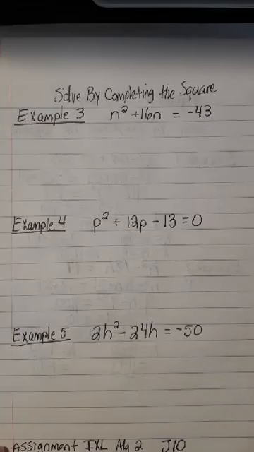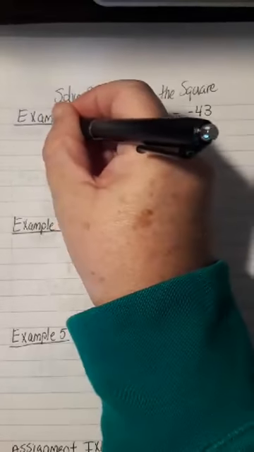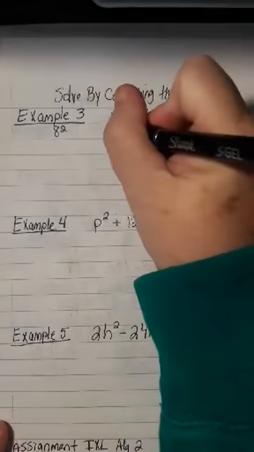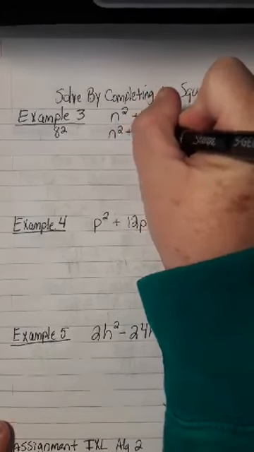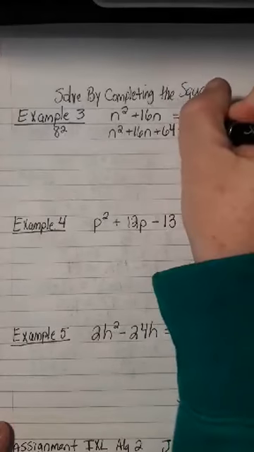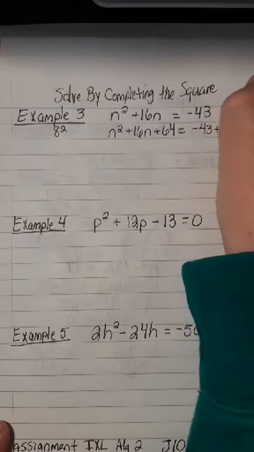So when you complete the square, here you take half of 16, which is 8, and then you're going to square that, and that's going to be 64. So you're going to do n to the second plus 16n plus 64. And on the right side, you've got to add 64 also.